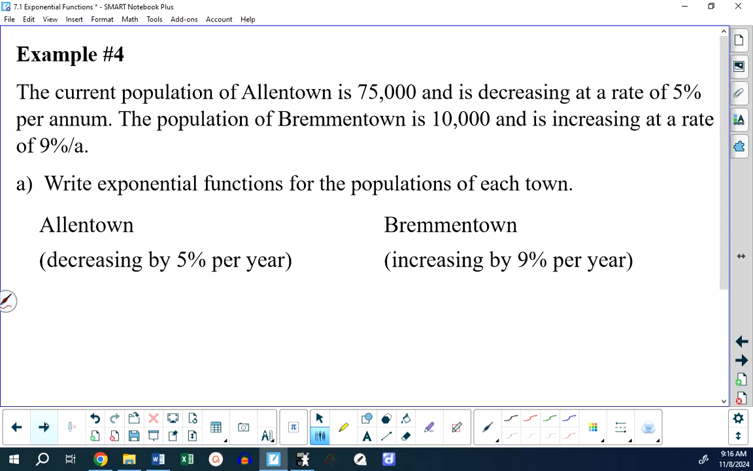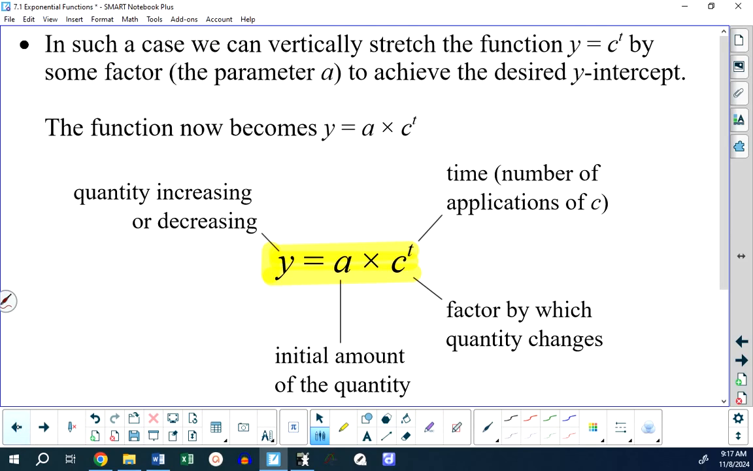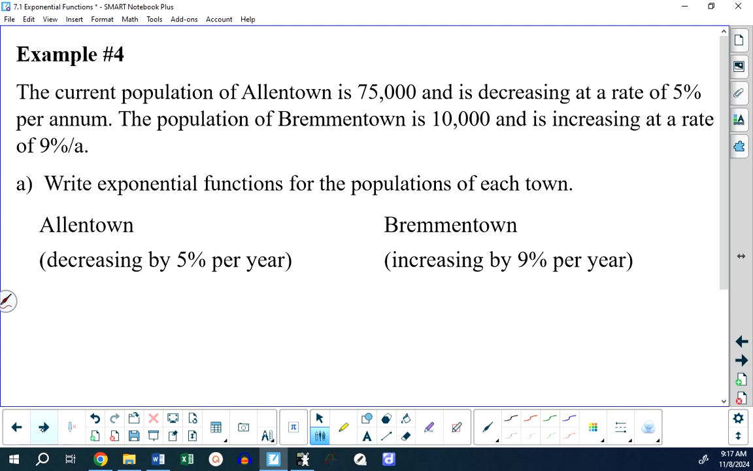The symbol for a year in math is A, which I hope is not going to be a problem because we also have an A here. We've dealt with this kind of issue before, right? They're obviously not the same thing. Write exponential functions for the population of each town. We want functions of time, and the time is measured in years.